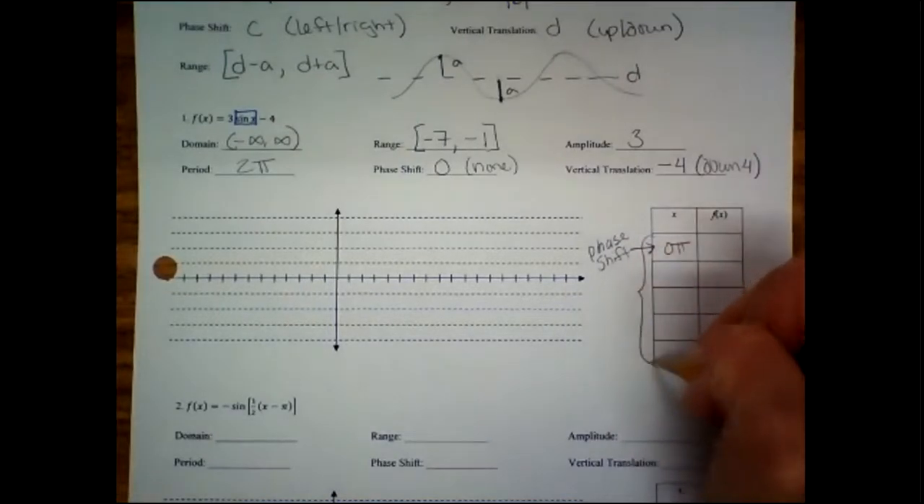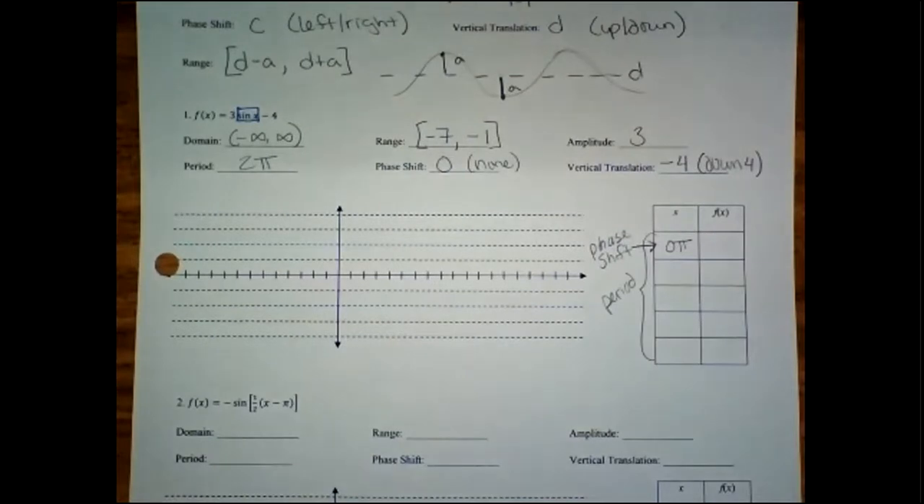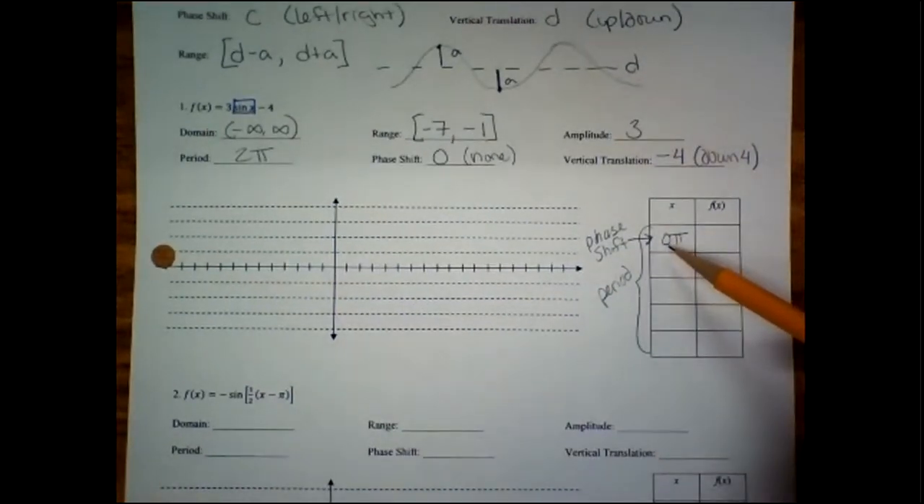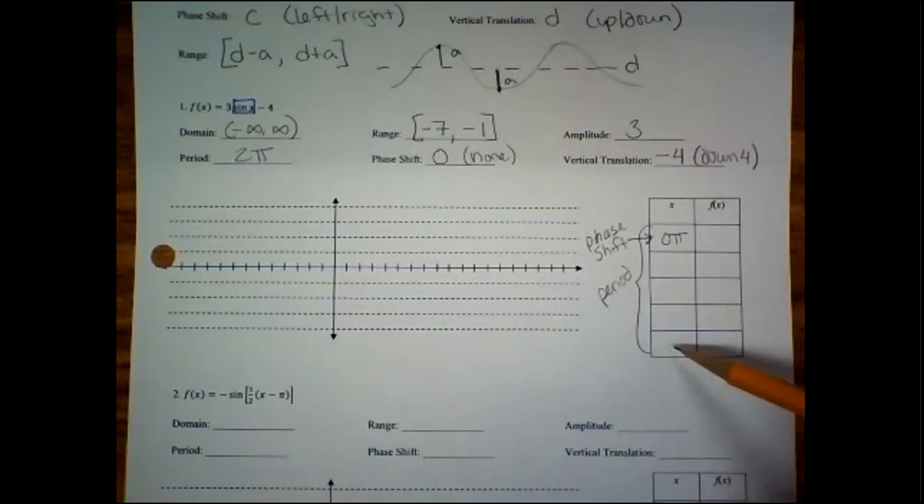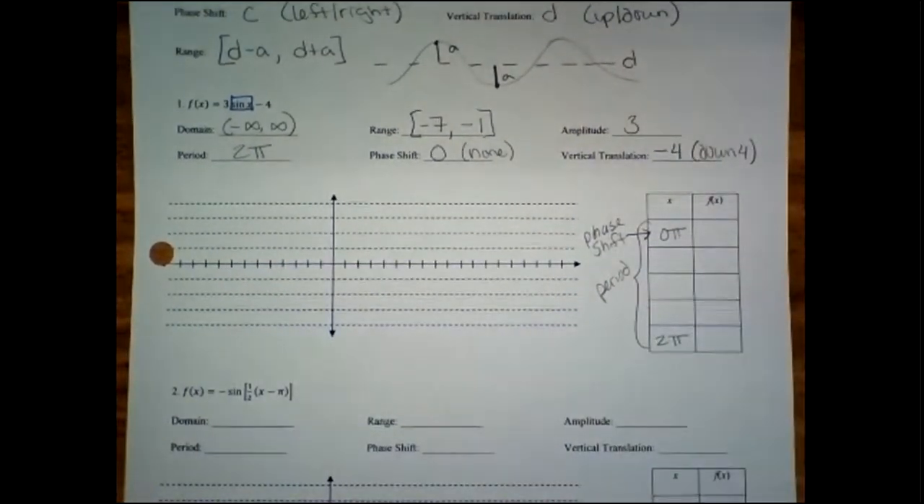And then the length of this should be the period. That's how long it takes to complete one full cycle. So what did we say the period of this function was? 2 pi. So if you start at 0 pi and you go 2 pi, where are you going to end? 2 pi. Yeah, don't overthink it. I made the first one fairly easy. 2 pi.